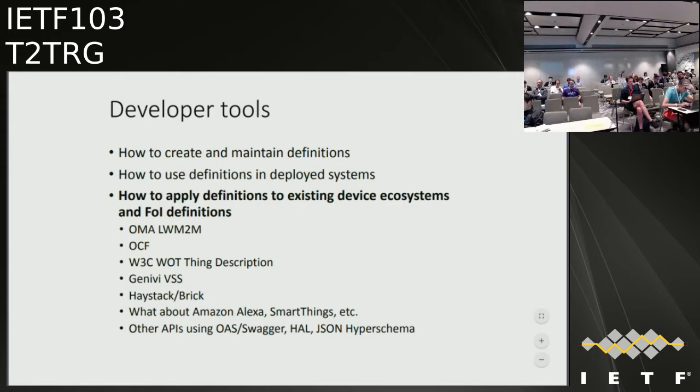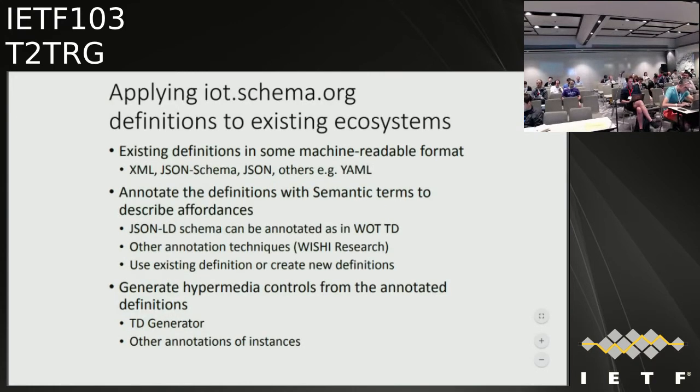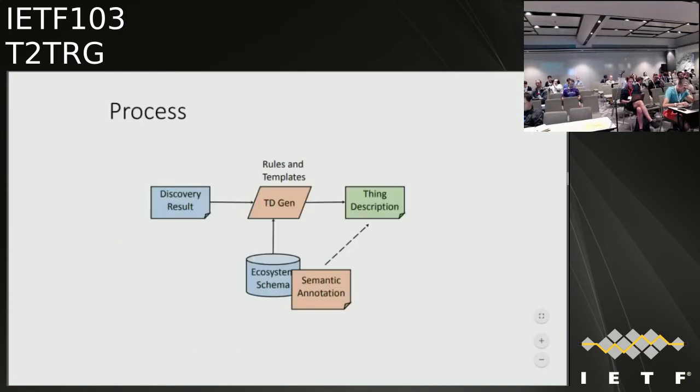Next slide, please. All right, quick example here. Basically, what we do is we want to get the existing definitions machine readable. We want to annotate those definitions and then use those annotations, in this format, to generate thing descriptions or whatever we have as the runtime instance hypermedia controls for instances of things. And this is roughly the process. And I think it matches up with what Ari is working on and some of the other folks like Mike McCool on OCF augmentation.